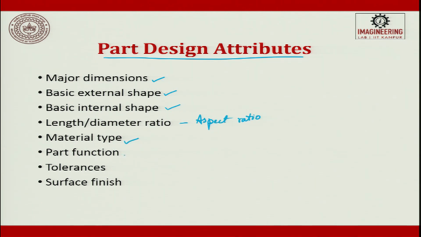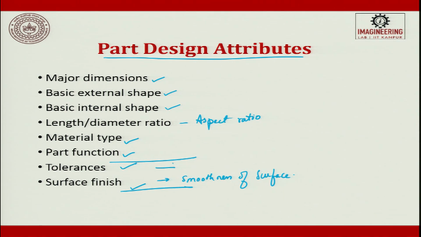Then material type, part function, tolerance and surface finish. These two terminologies are different. Please clearly understand. This talks about the smoothness of the surface, and this talks about the machining process to be followed. Tolerance and surface finish, these are the part design attributes.